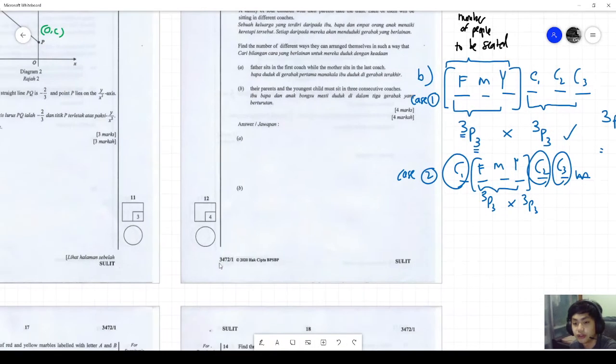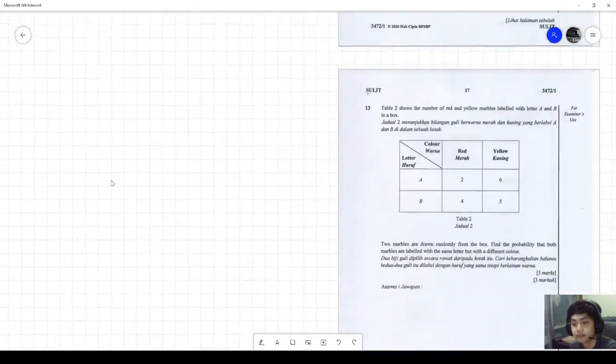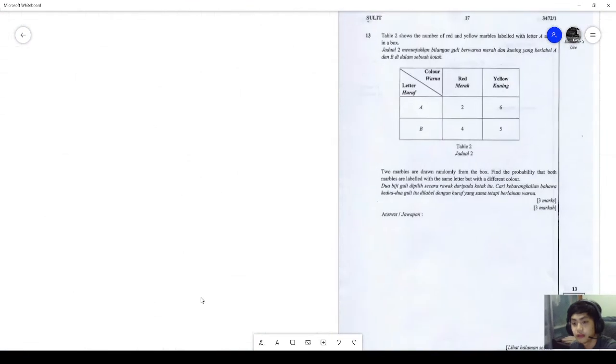So moving on to question 13. Table 2 shows the number of red and yellow marbles labeled with letter A and B in the box. 2 marbles are drawn randomly from the box. Find the probability that the marbles are labeled with the same letter but with a different color. So we are looking for the probability of same letter but different color.